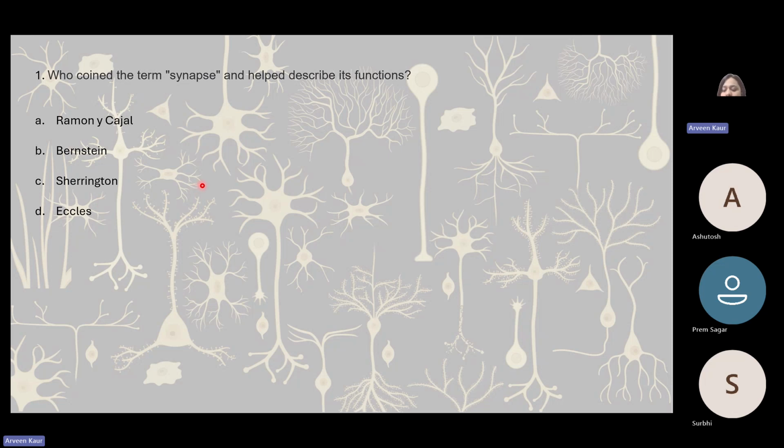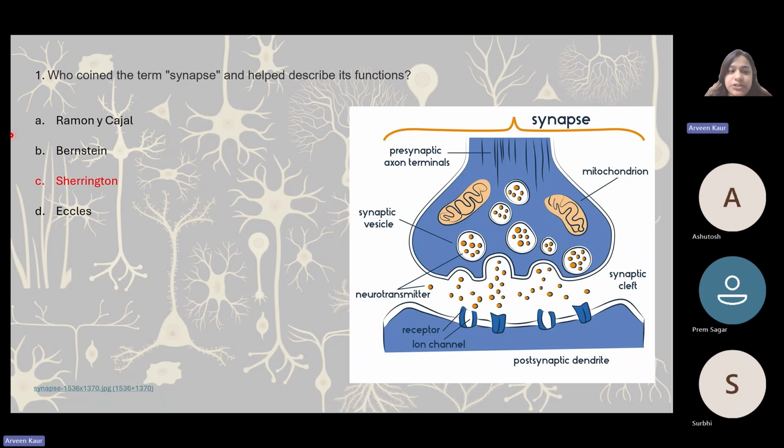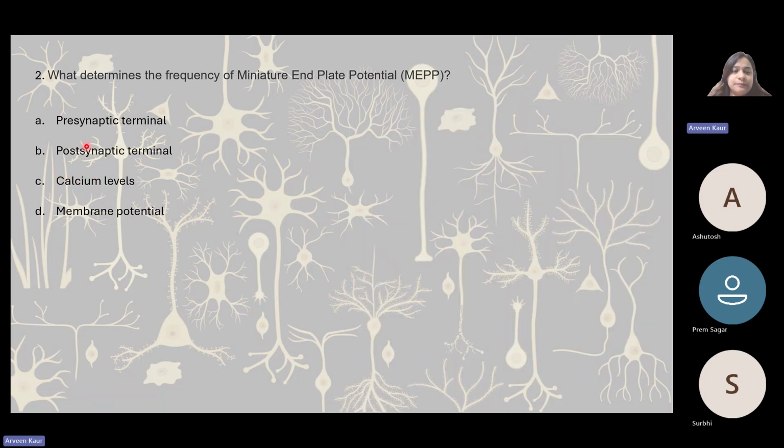The correct answer for this one is Sherrington, Charles Sherrington. He was the one who coined this term synapse, and it is a term used to describe the region or the junction between the presynaptic and postsynaptic neurons, wherein the transfer of information is actually happening. So that portion is known as synapse.